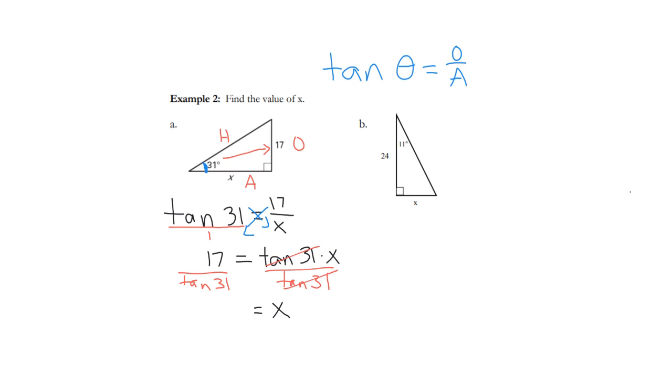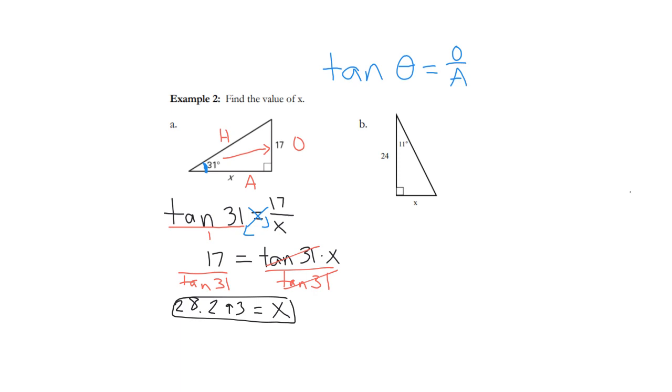Now, this is an important thing today. I want you to grab a calculator, and I want you to do this math with me here. Do 17 divided by the tangent. There is a tangent button somewhere on your calculator, tangent of 31, and hit enter. What you should get is 28.293 when rounded correctly.